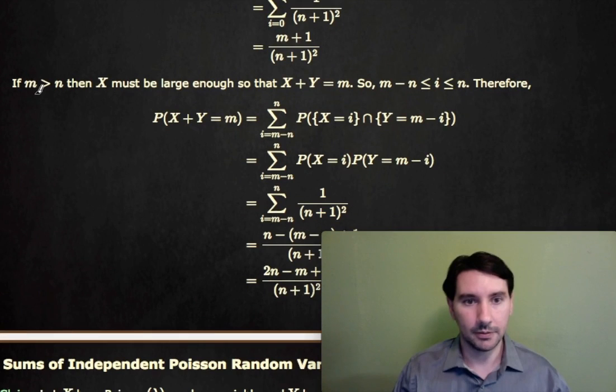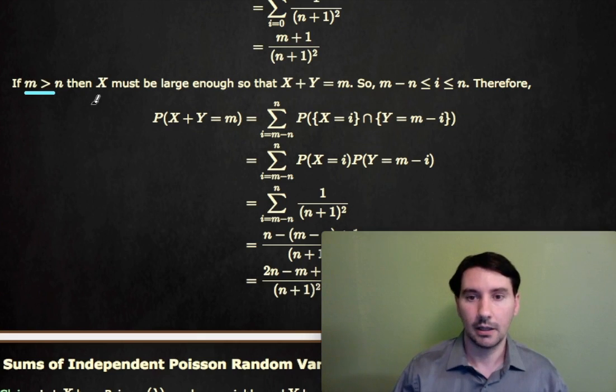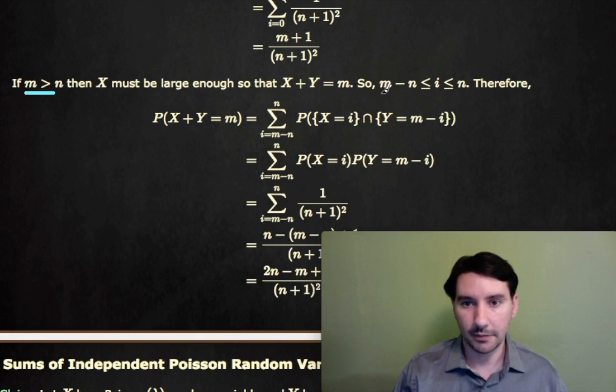On the other hand, if m is bigger than n, then X must be large enough so that X plus Y can equal m. That is, if X equals 0, there's no way that X plus Y could equal m, which is bigger than n, because Y is going to be at most n, so n plus 0 is still n, which is too small. And so X is going to have to be at least as big as m minus n, and it could be any number from m minus n up to n.